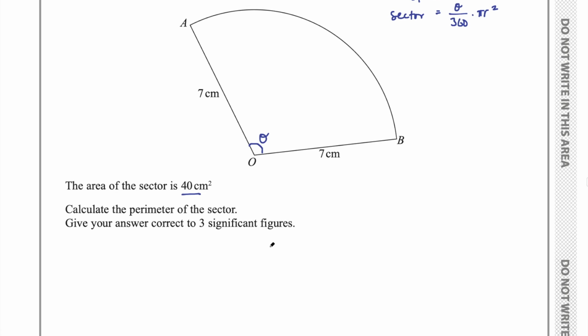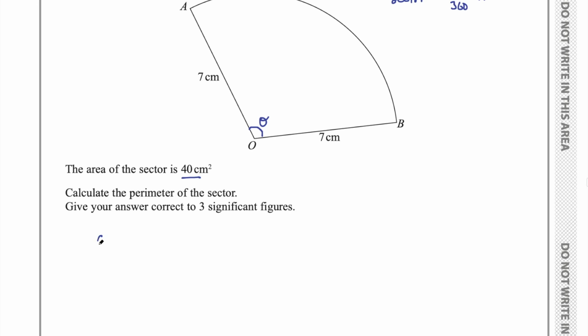So the first step here would be to say that theta over 360 multiplied by pi r squared equals the area of the sector, which is 40. And actually I could have also included the radius in here, which is 7 squared. So 7 squared, and that all equals 40. We know 7 squared is 49, so I'll just write that down quickly. Theta over 360 times pi times 49 equals 40.